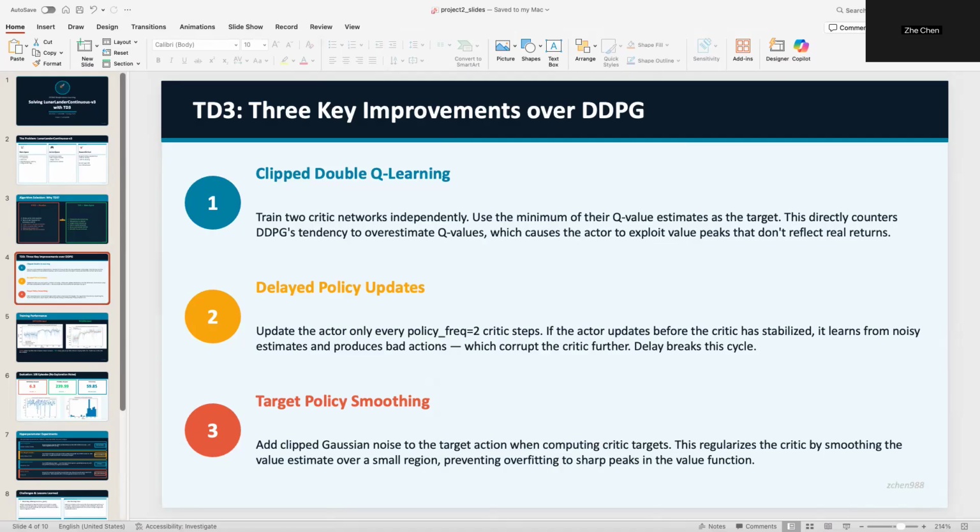And the last one is target policy smoothing. Noise is added to the target actions when computing critic targets. This smooths the value function and prevents the policy from exploiting sharp value peaks. Together, all 3 changes made TD3 significantly more stable than DDPG.